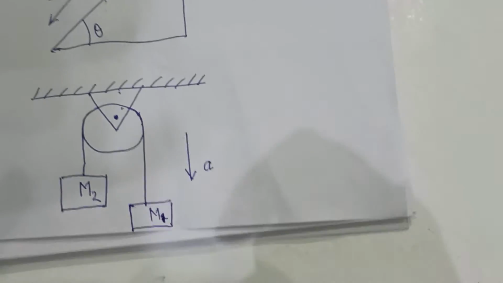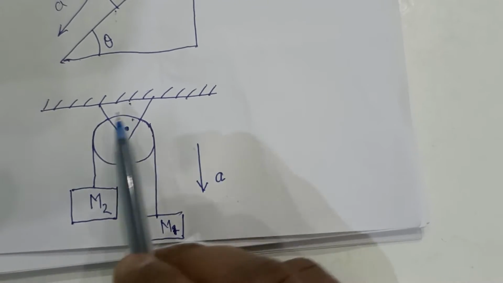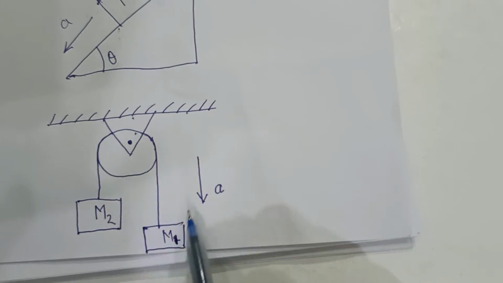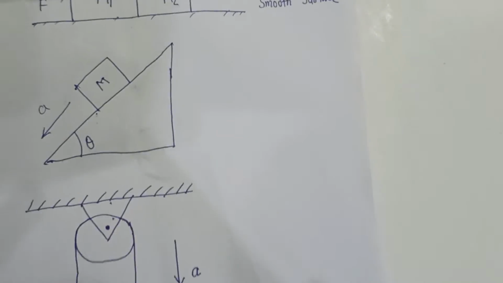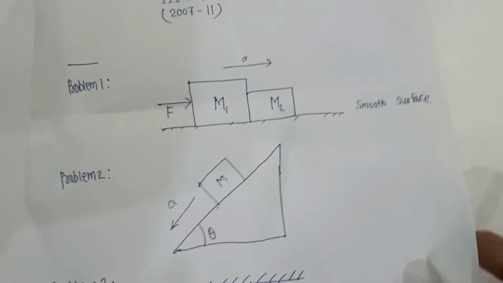This is the third problem. We have two masses here, and they are connected with one rope, and with the help of a pulley this system is moving with acceleration a downward. So we will try to solve these three problems using free body diagram. For understanding free body diagram, let's see.